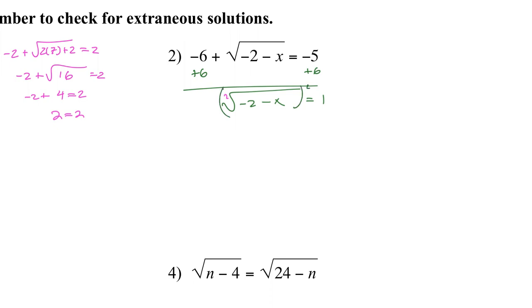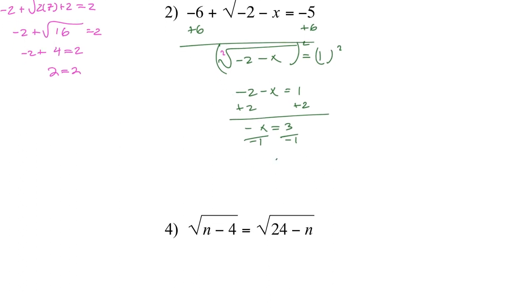So now again, I'm going to square on both sides. So 1 squared is 1. So I got negative 2 minus x equals 1. And plus 2 on both sides. So negative x equals 3. And then I'm going to divide by negative 1. So that means that x equals negative 3.